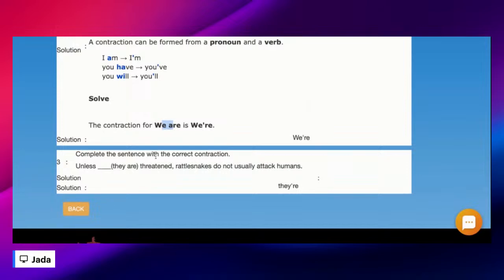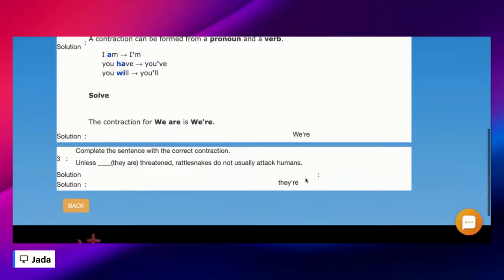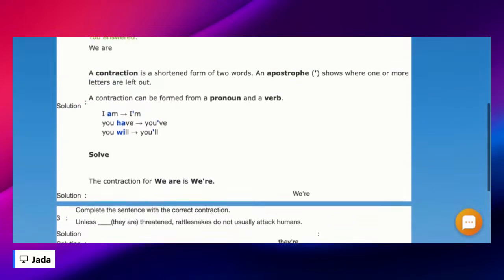Unless they are threatened, rattlesnakes do not usually attack humans. Now, they are is the longer version. You have to take away the a, and then you have the shorter version here. Let's move on to the test.